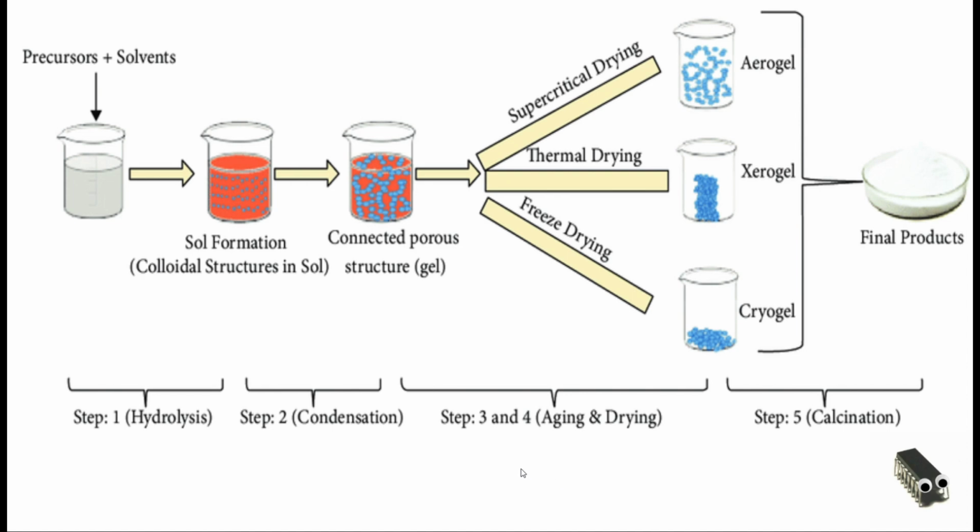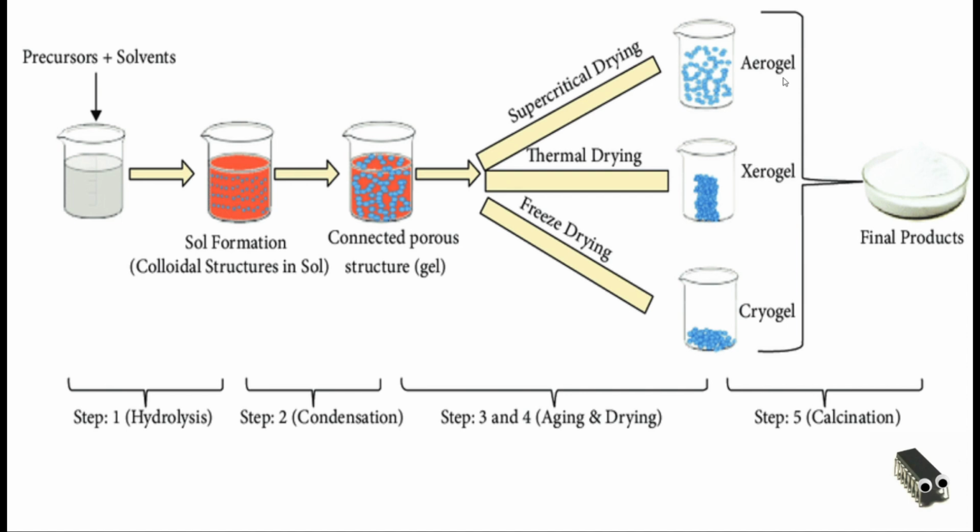Then we need to dry the gel. The remaining liquid is removed by drying. Depending on the method of drying, we can get three types of dried gel formation. First, using supercritical drying, where we use high pressure and high temperature to turn the solvent into a supercritical fluid, which is then removed. For this we get something called aerogel. Aerogel is a highly porous material with low density. That means it has lots of space and high pore volume.